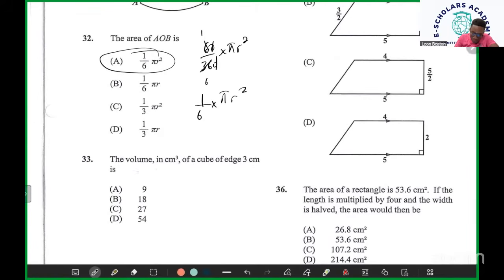So the volume of this, in cm cubed, will be 3 times 3 times 3. 3 3s are 9, 9 3s are 27. So C.